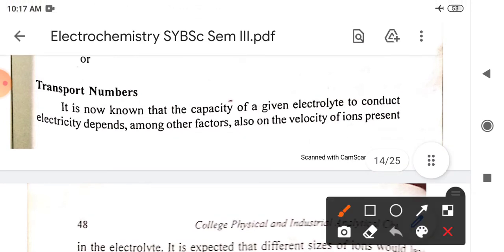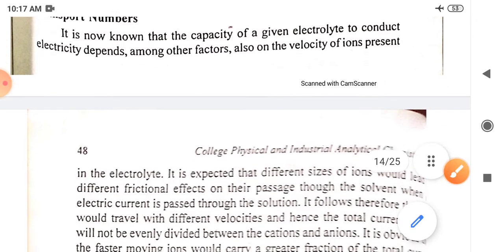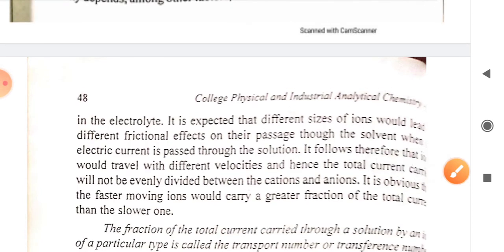So consider this first, transport number. What do you mean by transport number? It is now well known that the capacity of a given electrolyte to conduct electricity depends upon various factors. So what are the various factors? One is the concentration, another one is the temperature, then next is the size of ions, which indirectly depends upon the velocity of the ions. So there are various parameters, and out of that, the velocity of ions present in the given electrolyte is related with the transport number.